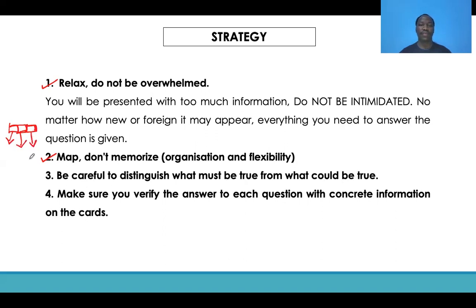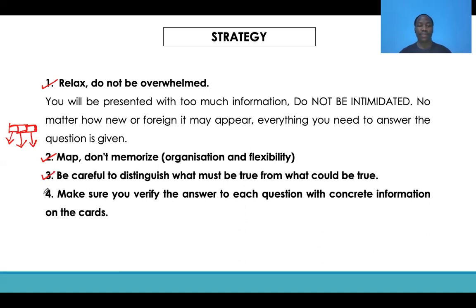So in your head, just be relaxed, and that will also help you relate information in the different tabs, all right? Then 3, be careful to consider what must be true versus what could be true. What must be true is information that is in the tabs, right? What could be true is something you're assuming. So what must be true is information in the tab, nothing else, right?